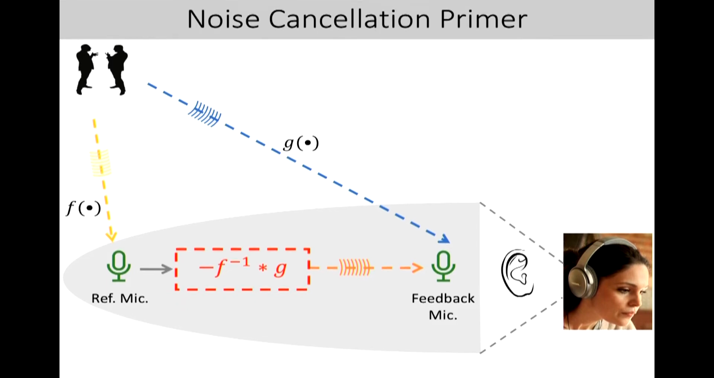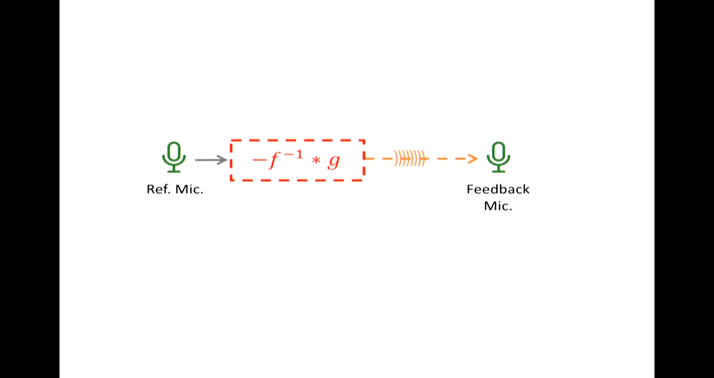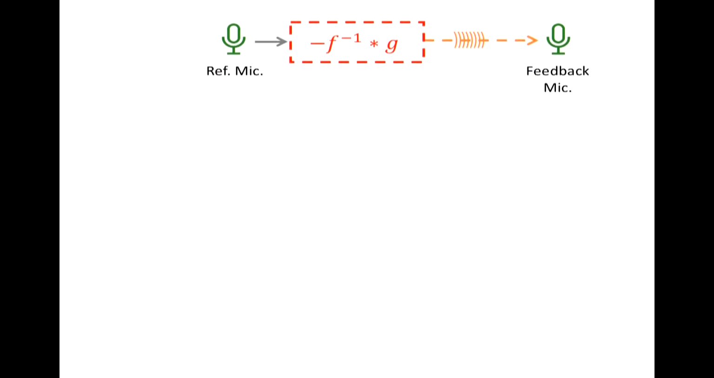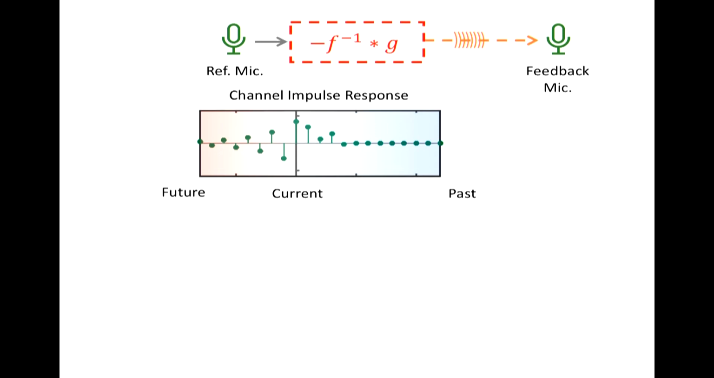So what is this filter, minus f inverse convolved with g? Let's look at this. If we plot the channel impulse response for this filter, it turns out it relies on both past inputs as well as future inputs in order to derive the output. In signal processing, this is called non-causal filtering, and essentially it is because there is an inverse sign inside the filter.